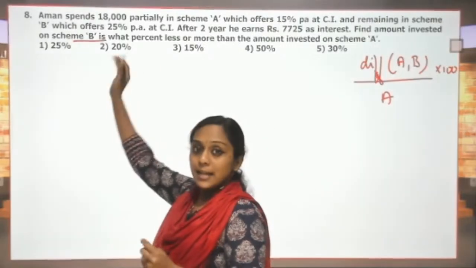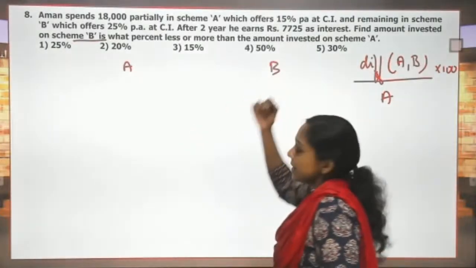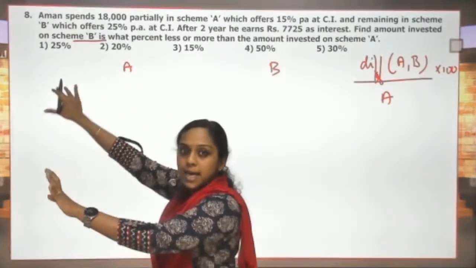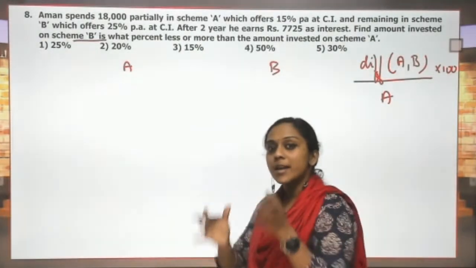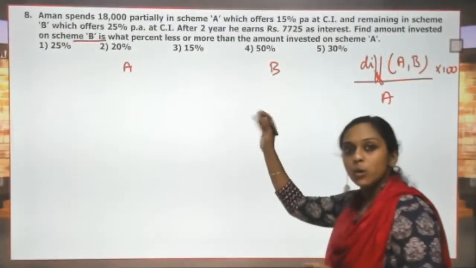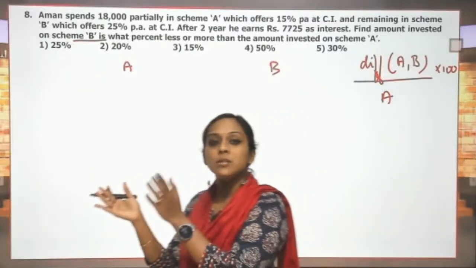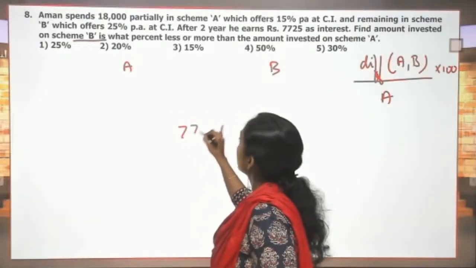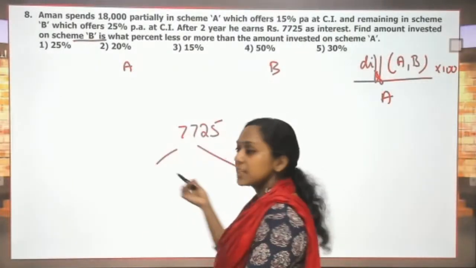In allegation, what is the concept? This is scheme A, this is scheme B. If I am investing the entire 18,000 in scheme A, what is my interest? Next, if I invest the entire 18,000 in scheme B, what is the interest? But in this question, only some part is invested in scheme A and the remaining in scheme B, and as a result I got the interest of 7,725. So this is the middle value. Now after allegating I will get the ratio.